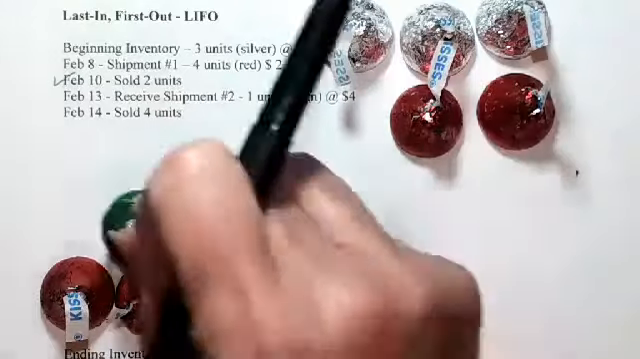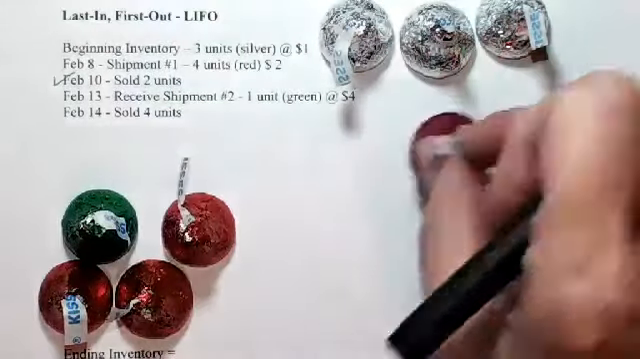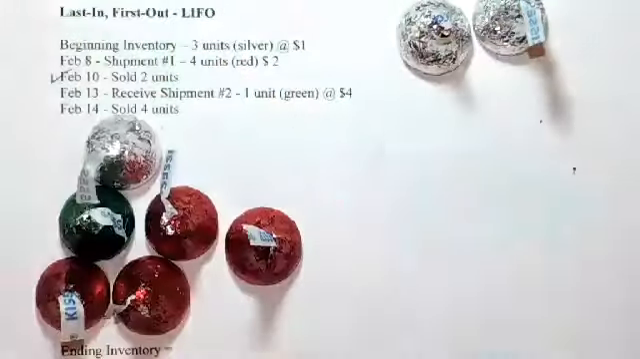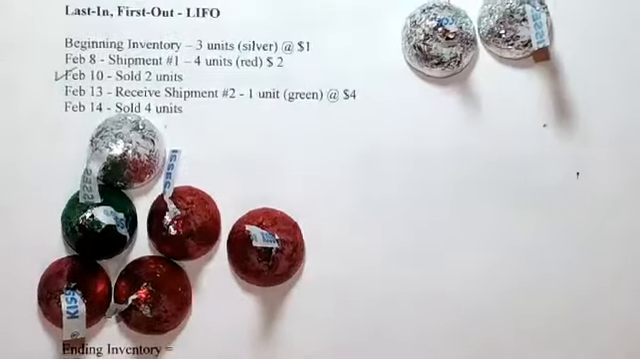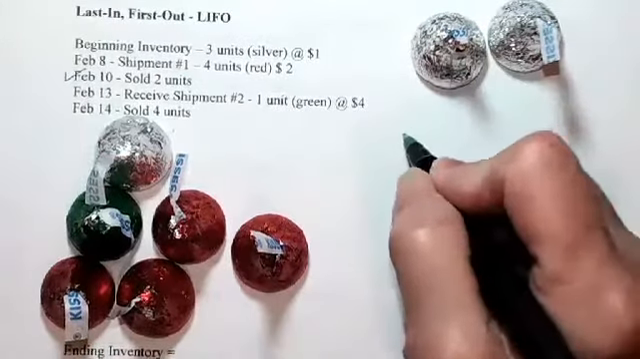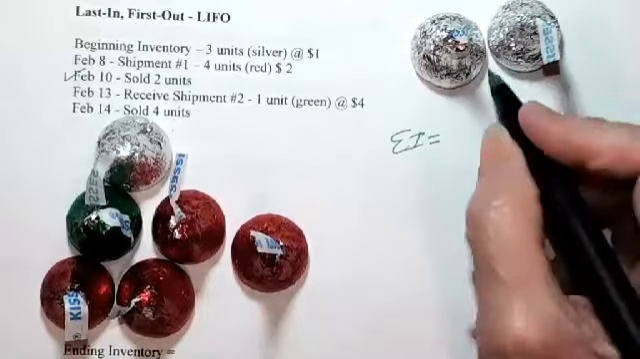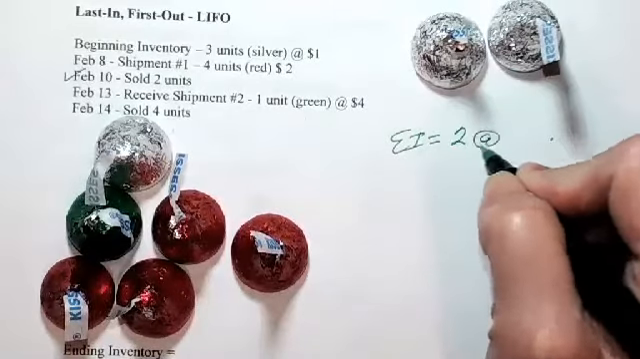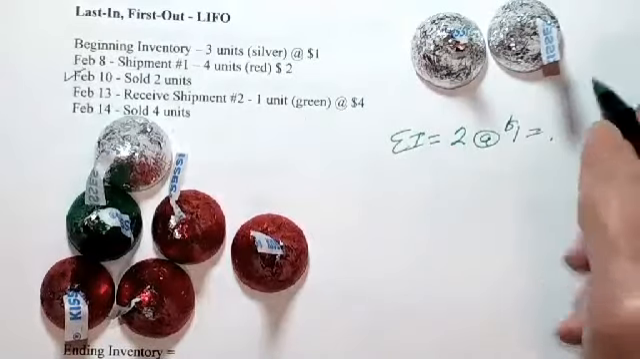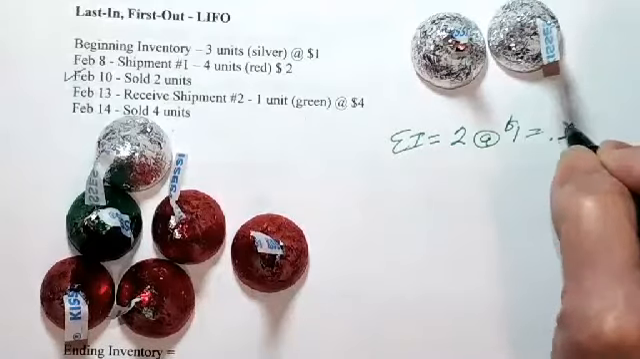So I'm going to take that one, that one, that one, and one of those, and that's what I'm going to sell to the customer. My ending inventory, I got these 2 little silver ones, and they cost me $1 each. So that would be $2.